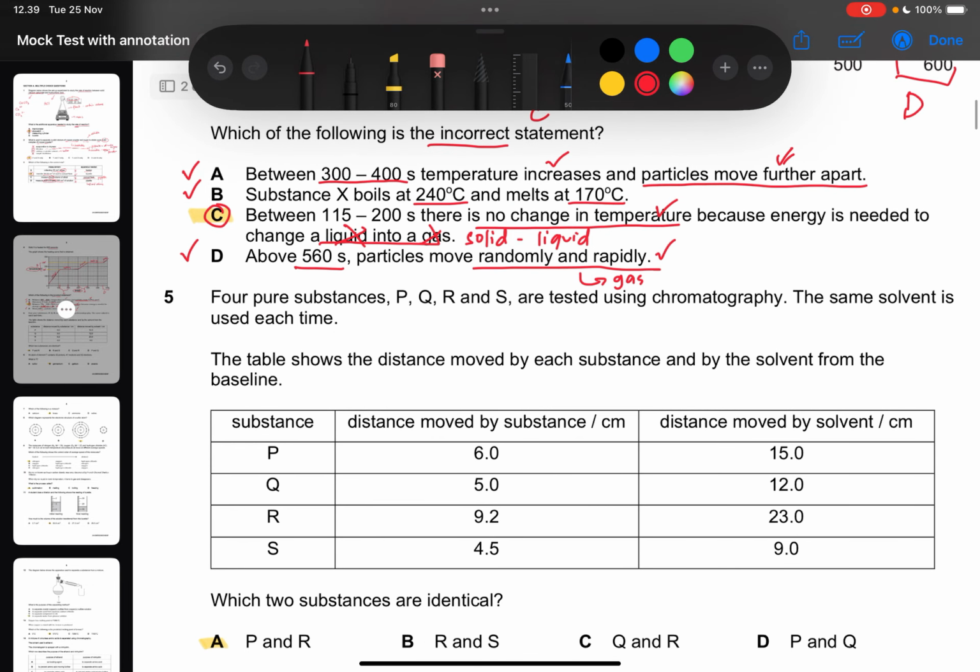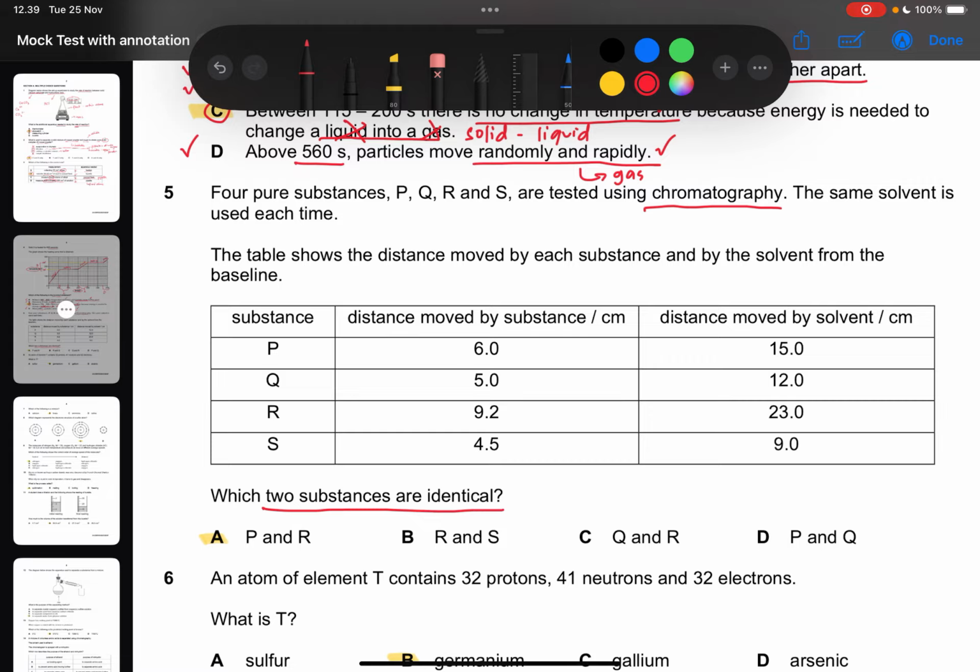Next, question number 5. Four pure substances, P, Q, R, and S, are tested using chromatography. The same solvent is used each time. The table shows the distance moved by each substance and by the solvent from the baseline. So, which two substances are identical?